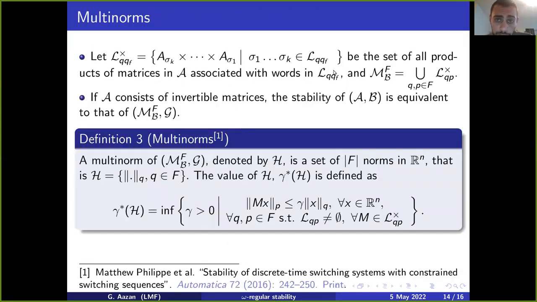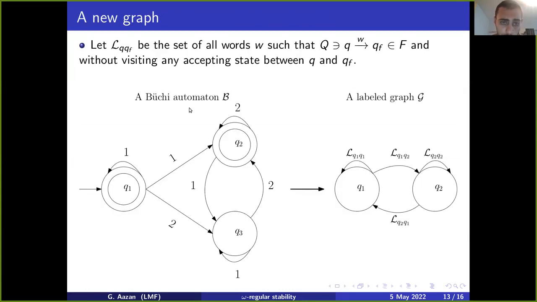Now, since we defined the set of words L_QQF, if we take a word in this set, we define its corresponding product in the set A. So we define this set, and M_BF will be the union of all such products, with P and Q in F. So now we see that if the set A contains only invertible matrices, we consider the stability of the system AB.